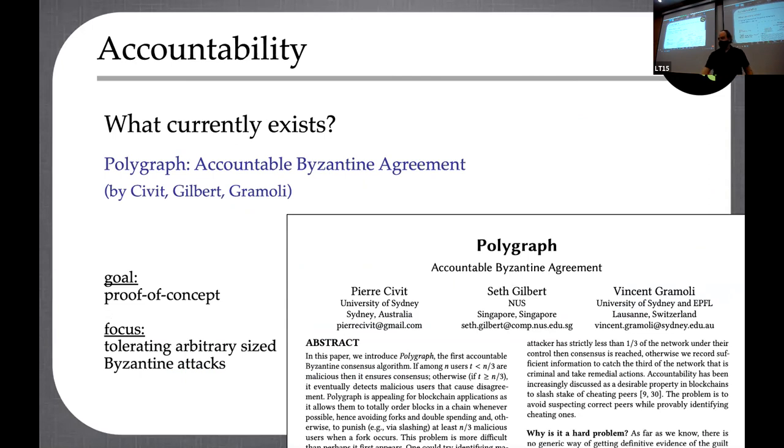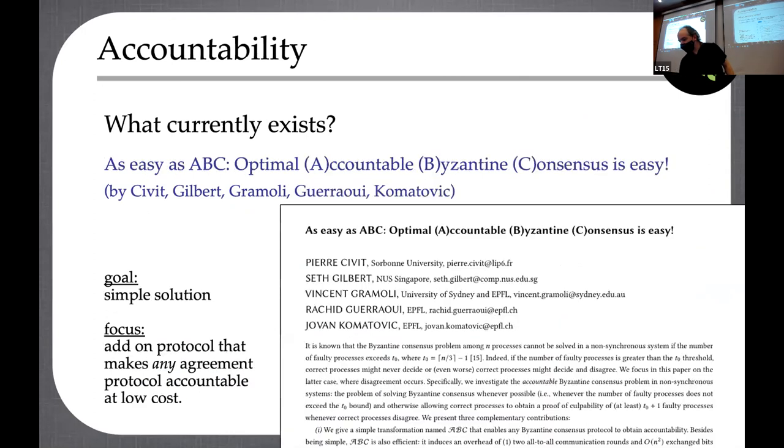Since then, just this year, we have a new sort of accountability gadget that tries to make accountability easy, almost a little plugin that you can add to any existing agreement protocol or consensus protocol like a blockchain, that will make accountability an easy add-on to any existing protocol.